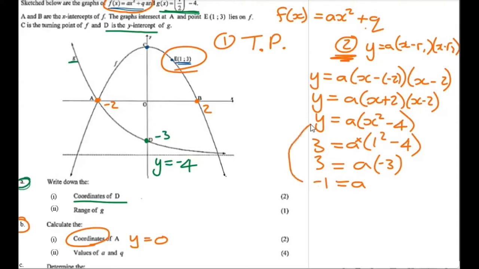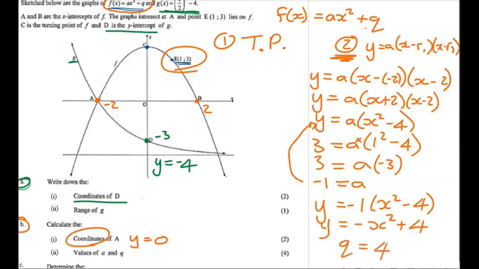Which means I can go back to that equation, and y is equal to negative 1 x squared minus 4, which is equal to negative x squared plus 4. Okay, that is the equation. You've got the A value and you've got the Q value. Please make sure you answer the question. We already told them what A was, so please make sure you tell them that Q is equal to 4, because we've now multiplied it out.